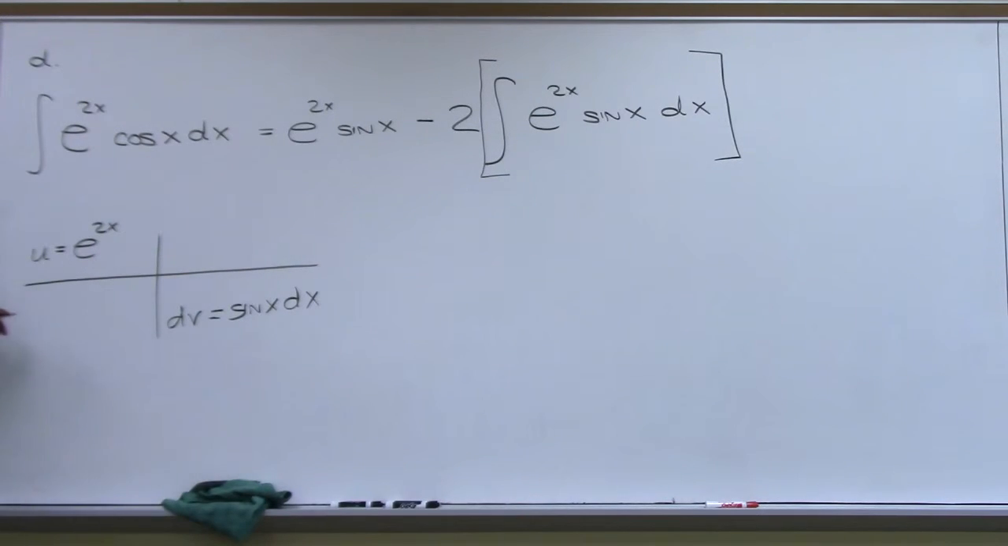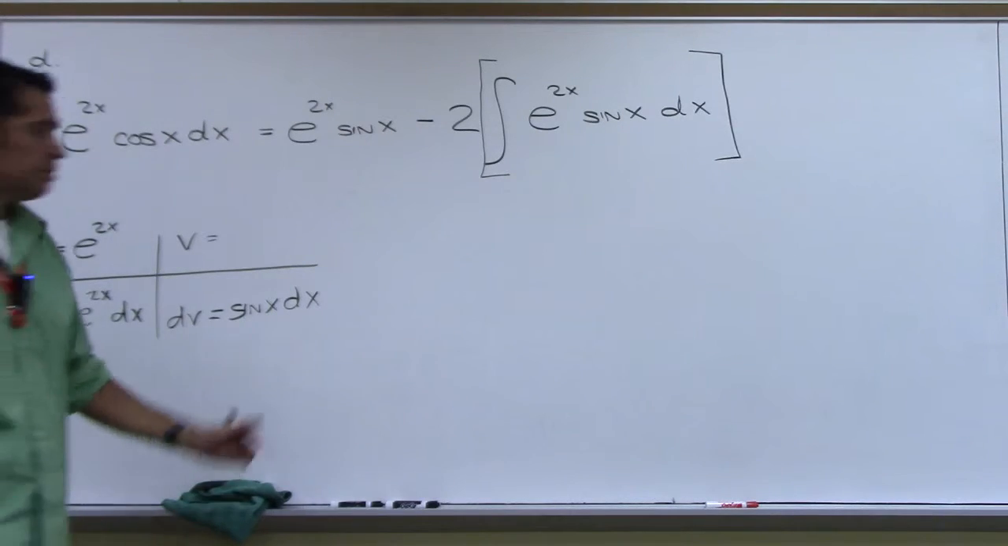All right. du is, we've already done this, haven't we? 2e to the 2x dx. And what's v? Negative cosine x.